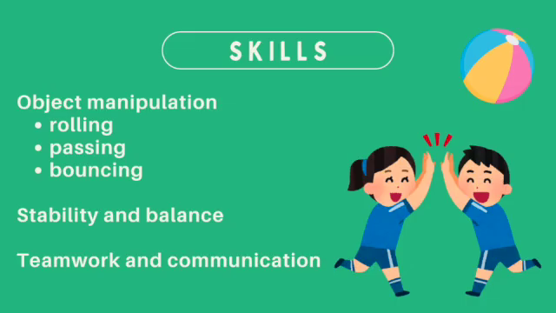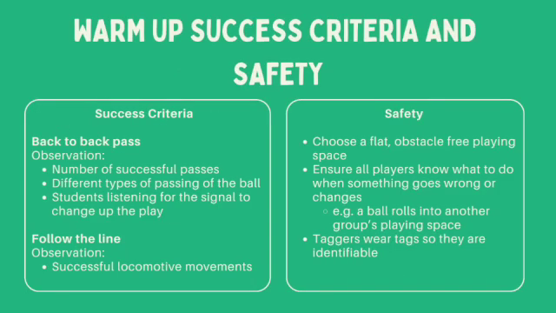The main skills of this activity were object manipulation, stability and balance, and teamwork and communication. The success criteria for these activities were both observational, with back-to-back pass being number of successful passes and listening to instructions, and follow the line being successful motor movements. For both activities, it is important that the teacher chooses a space that is flat and obstacle-free, and that all students understand the aim and rule of the game.